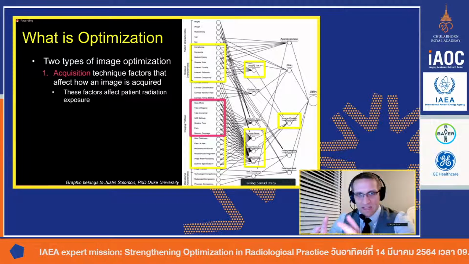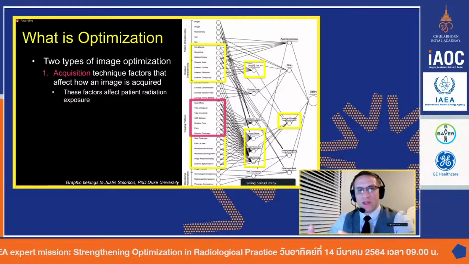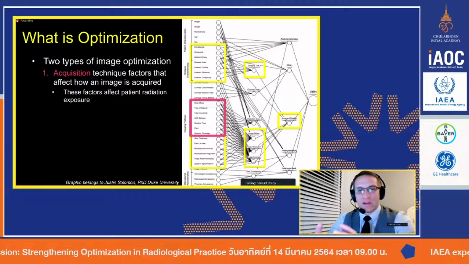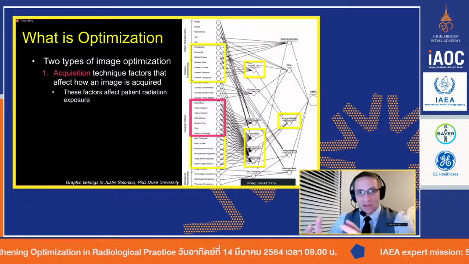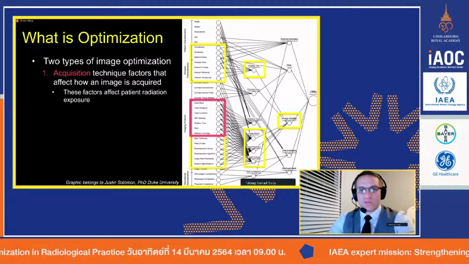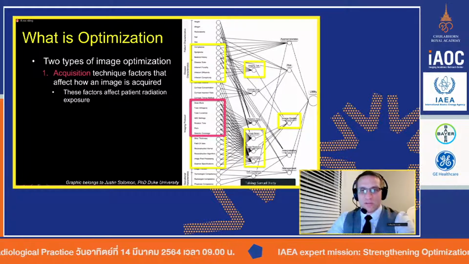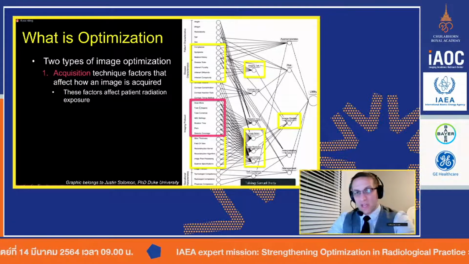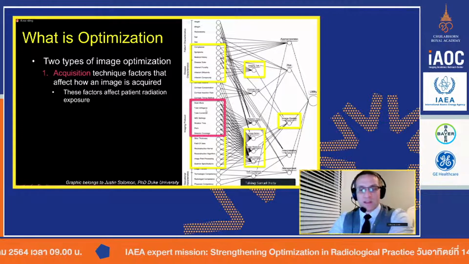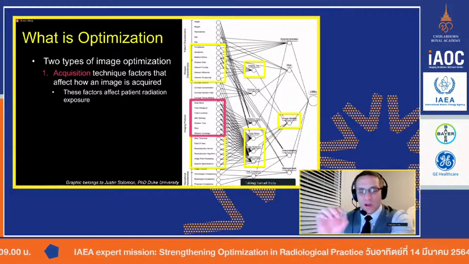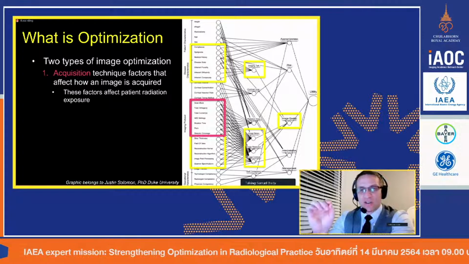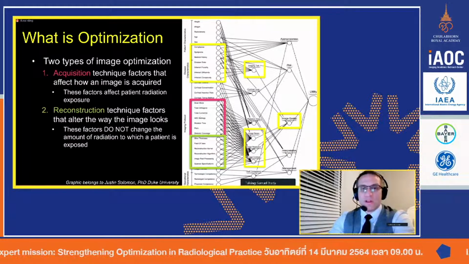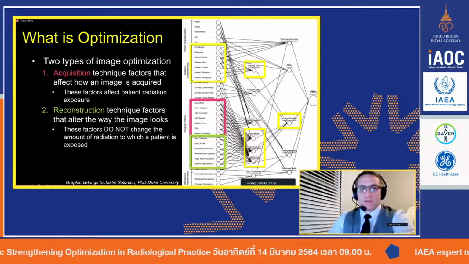There are technique factors that we can optimize that do affect patient radiation exposure. So I put this here in this red box. If you change tube current, or mA, or tube voltage, kV, you are going to cause a change to the radiation output, be it good or bad, to the patient.